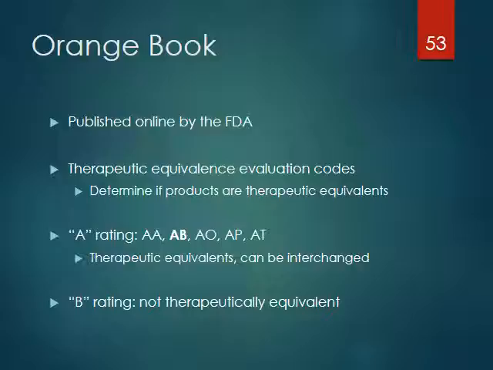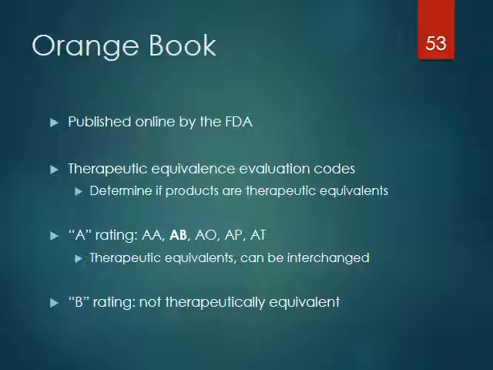The basic thing that you should take away from this, if you ever have the opportunity to look at the Orange Book, is that A ratings can be considered to be therapeutic equivalents, and they can be interchanged. Whether it has an AA, AB, AO rating, whatever it happens to be, don't worry about the second letter there, just worry about the first A rating. Those items can be interchanged. A B rating, on the other hand, will be things that are considered not therapeutically equivalent. The release characteristics or the blood levels are different enough that they are not considered to be equivalent, and thus if you write a prescription for this product, it cannot be interchanged with something else that's not considered to be bioequivalent, right?